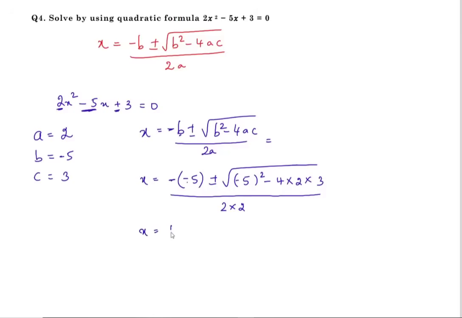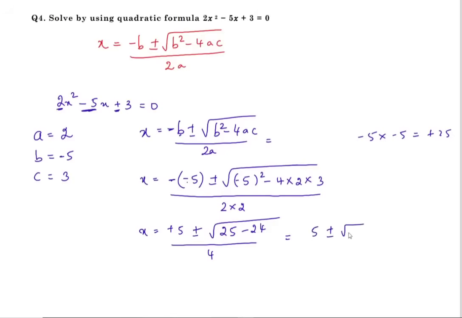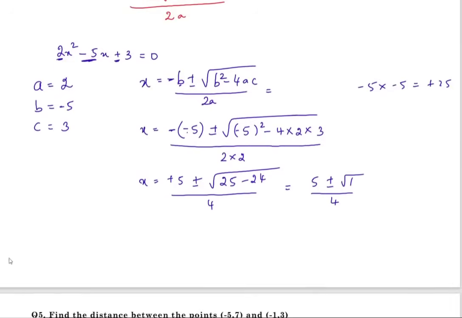Minus into minus plus 5, plus or minus square root of minus 5 whole square is minus 5 into minus 5, that is minus into minus plus, 5 5s are 25. What we get is 25 minus 4 2s are 8, 8 3s are 24, whole divided by 4. What we get is 5 plus or minus 25 minus 24 is 1, whole divided by 4. Now we get x equals 5 plus or minus square root of 1 is 1, divided by 4.